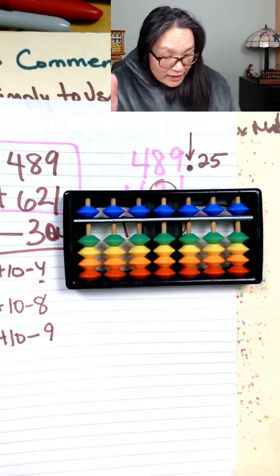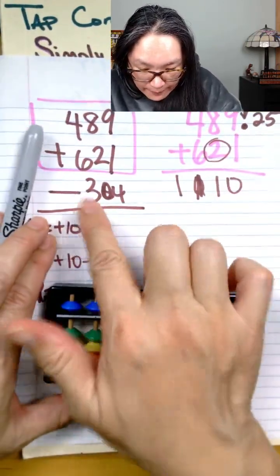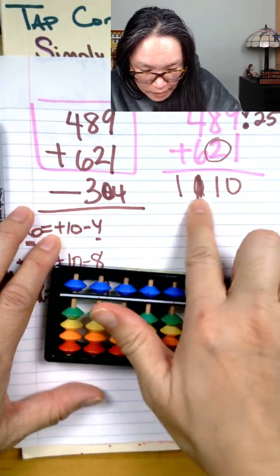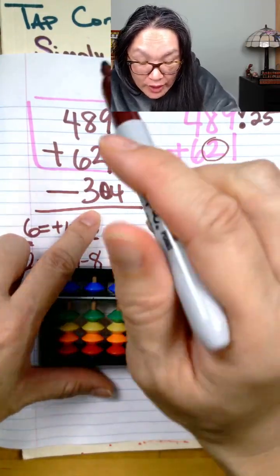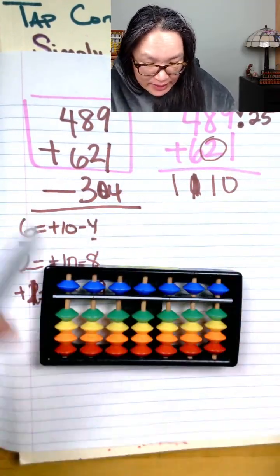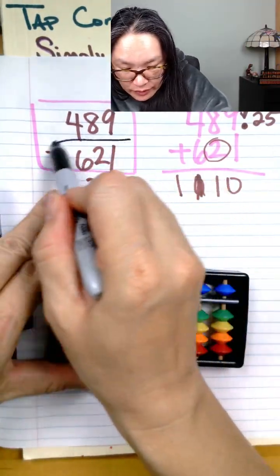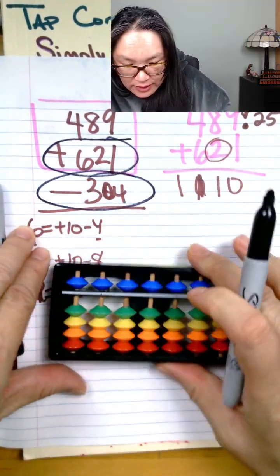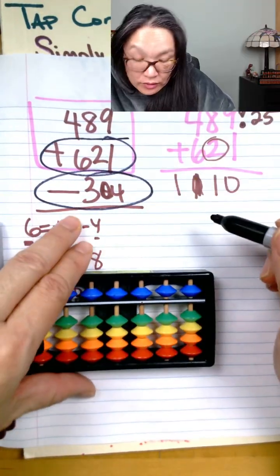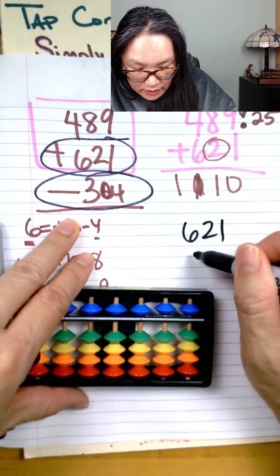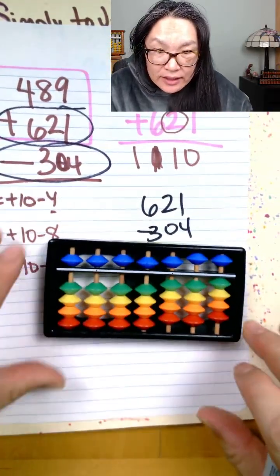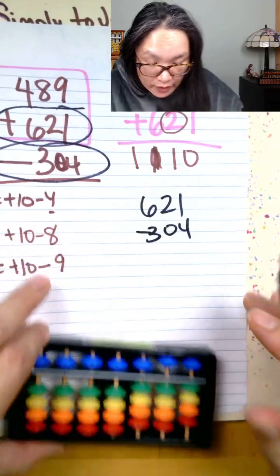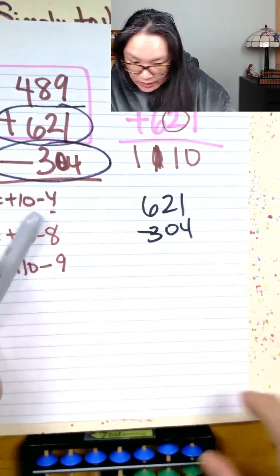Let's subtract. Okay, you know what? Let's do that. We're going to subtract. So I'm going to continue, right? When we do an abacus, we go as wholes, right? We do this and then we do this. So let's subtract. We can do these two, right? 621 minus 304. Easy. Let me change my paper. I'm going to move it up.